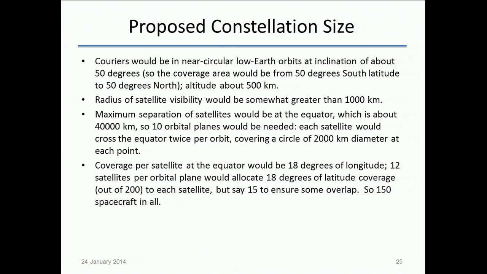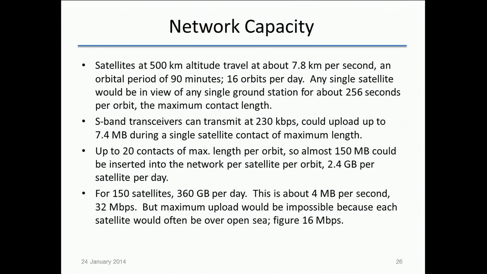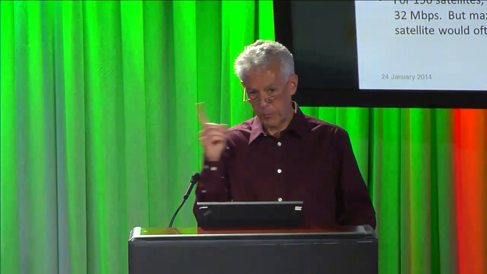Okay, so 150 spacecraft. Satellites at 500 kilometers altitude travel at about 7.8 kilometers a second, which gives you an orbital period of about 90 minutes, which is 16 orbits per day. So any single satellite would be in view of any single ground station for a maximum of 256 seconds. That's satellite rise to satellite set.